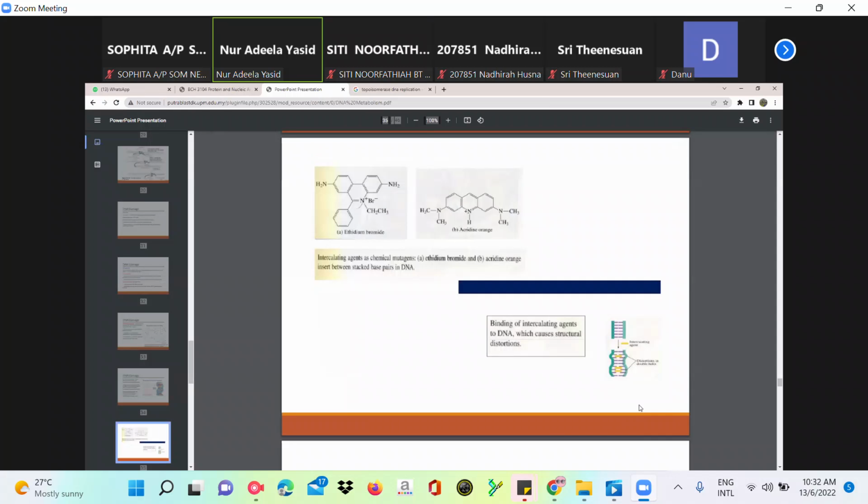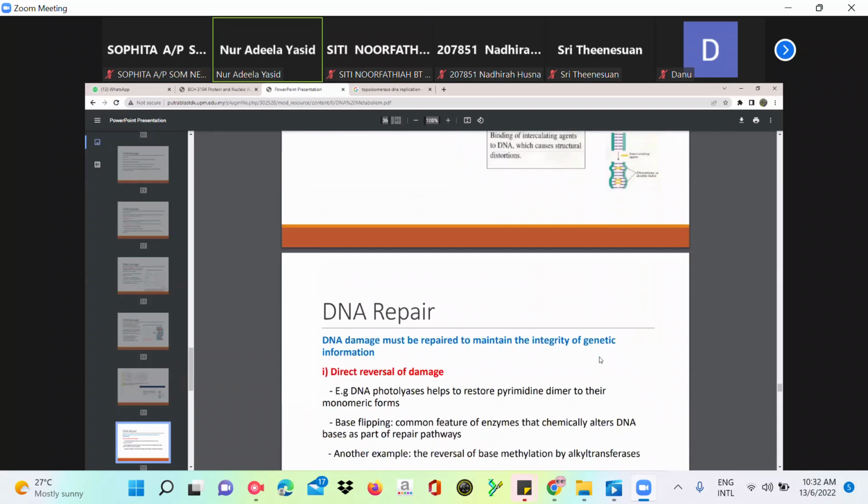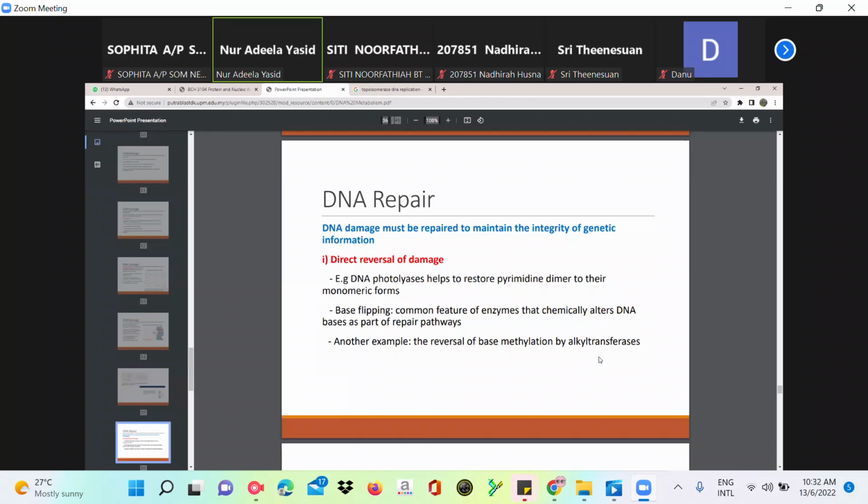That helps you understand better what happens when we have changes in a specific DNA sequence. So that's the example of DNA damage. We know that all this DNA error can be repaired and mended, because we ourselves need to maintain the integrity of genetic information.